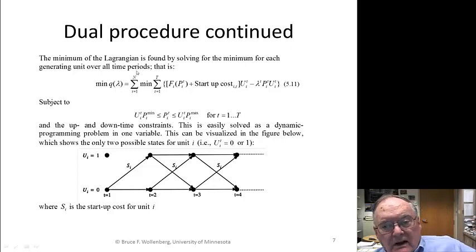And so I'm doing this one at a time for each generator, ignoring all the other generators as I'm doing a particular generator i. So I'm minimizing this function, subject to the up and down constraint, whether the unit is up or down, and whether it is at its max or min. If the unit is operating, it must be between min and max. If it's not operating, it's 0. Everything in here is 0.